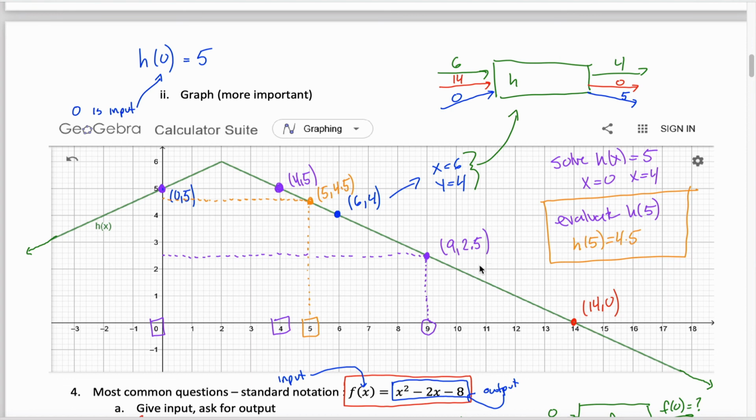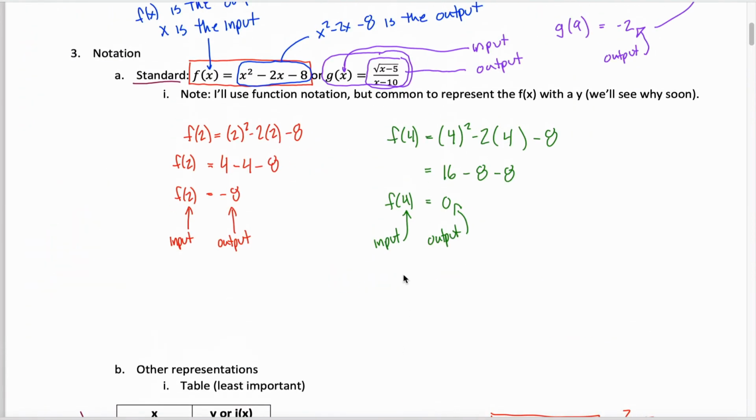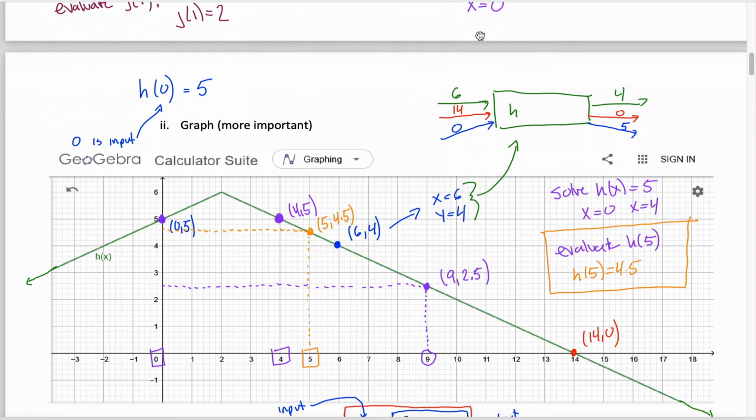Inputs and outputs can be kind of confusing, but if you can answer those questions in each of the three different formats that we've seen, an equation, a table, and a graph, you've got everything you're supposed to get out of this video.